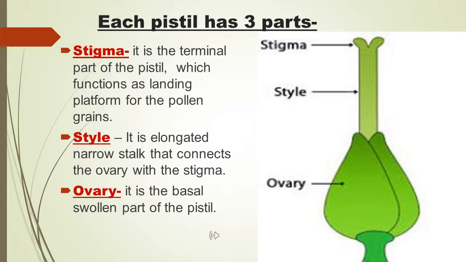First is the stigma. It's a terminal receptive part which receives the pollen grains. It has a sticky surface and pollen grains get stuck to it during pollination. Next to the stigma is the style. It's an elongated cylindrical part beneath the stigma. It connects the stigma with the ovary. And the last part of the pistil is the ovary. It's a basal swollen part of the pistil that contains ovules and eggs.